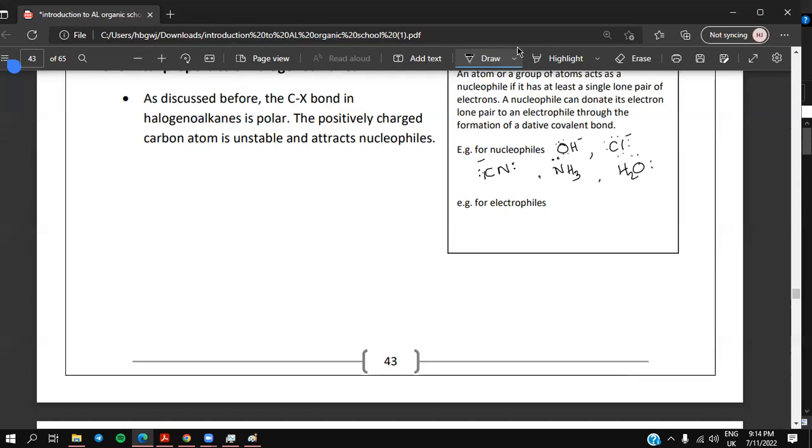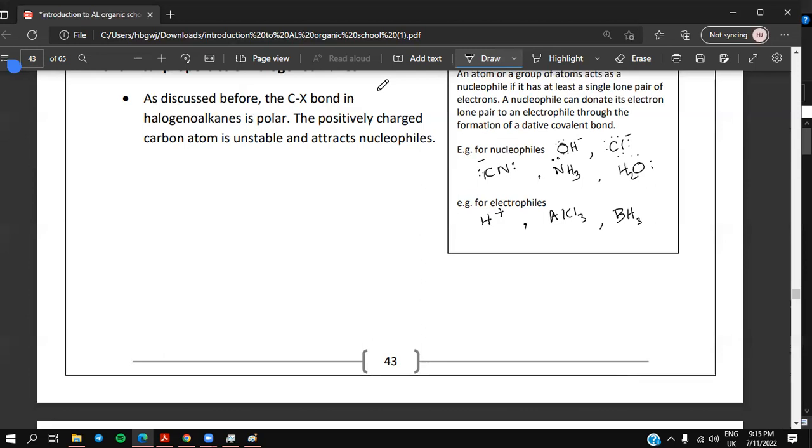And what is the opposite of nucleophiles? Nucleophiles donate electrons. Electrophiles take electrons. A common electrophile is H+. It has no electrons, so it can accept electrons. And you know, aluminium chloride, AlCl3. Aluminium chloride has only 6 electrons around aluminium, and BH3, they are all electrophiles.